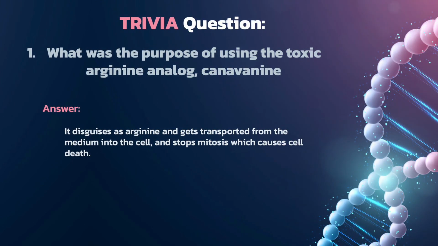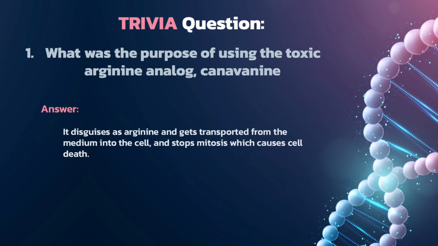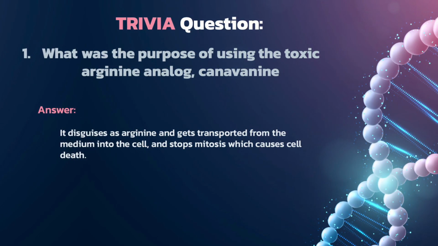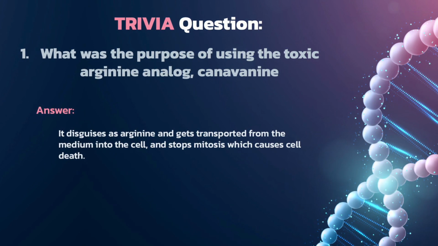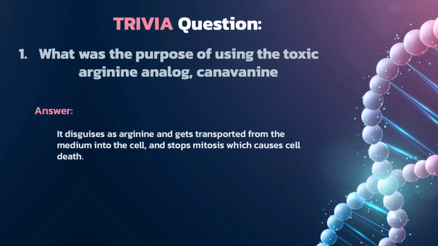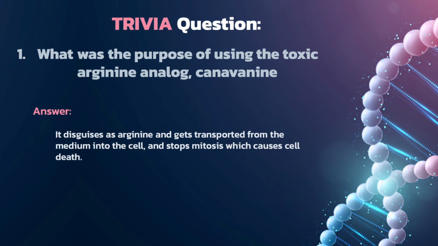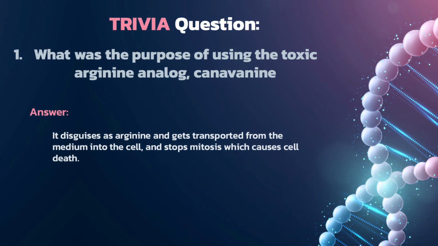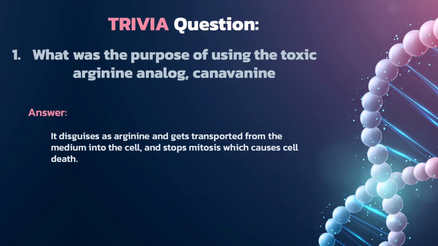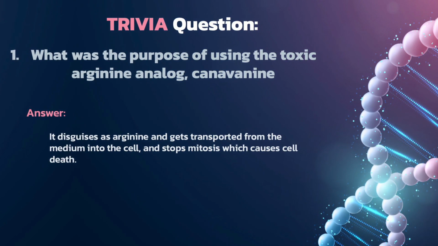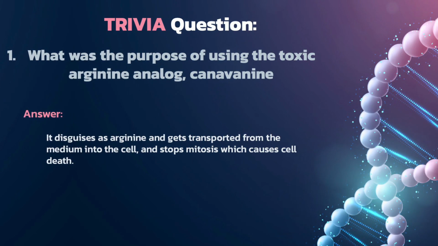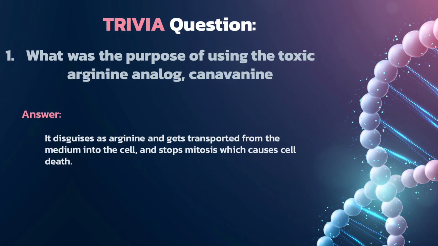If you chose answer choice B, you were correct. Canavanine, although toxic, shares many similar properties to the amino acid arginine, and this allows it to get transported from the surrounding medium into the cell through arginine transporters, which the CAN1 gene codes for. The toxic effects of canavanine cause the cell to stop undergoing mitosis and die. The colonies that are able to mutate the CAN1 gene will be resistant to the toxic effects of canavanine.